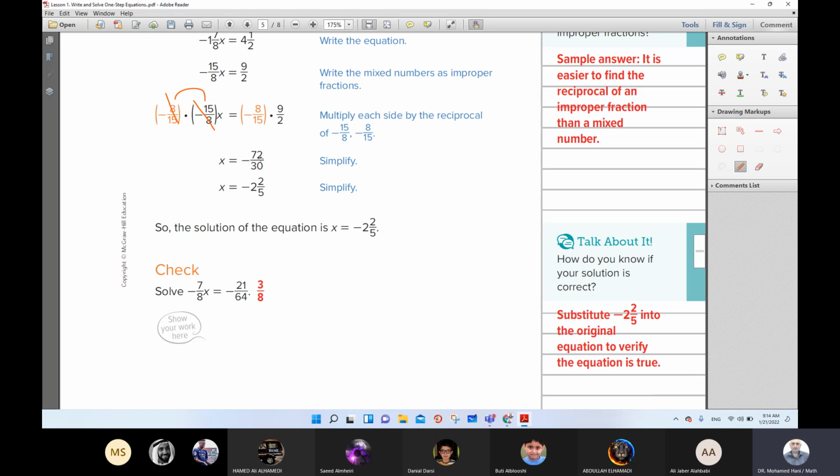Then change from fraction to the mixed number. You can use long division to change.